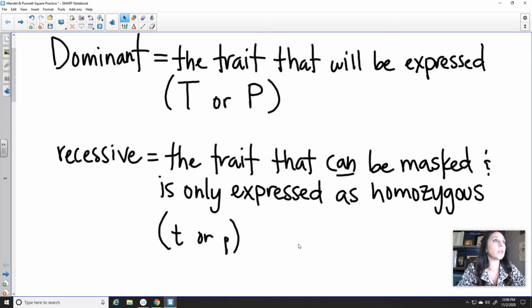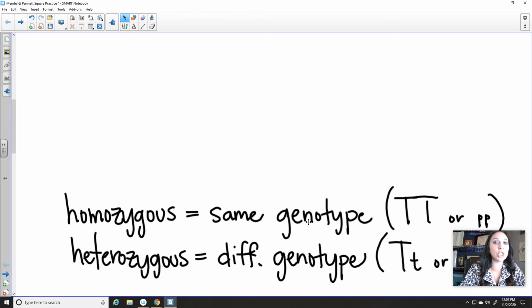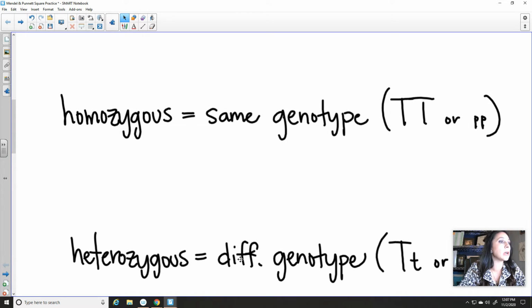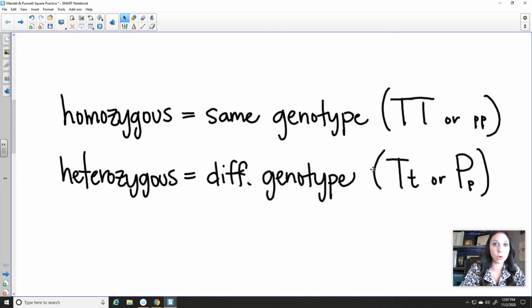Okay. The other thing is the difference between homozygous and heterozygous. Well, the prefix homo means same. Hetero means different. So in this context, homozygous means the same genotype or the same letters. Heterozygous is going to be different. Okay. So a big letter with a little letter.